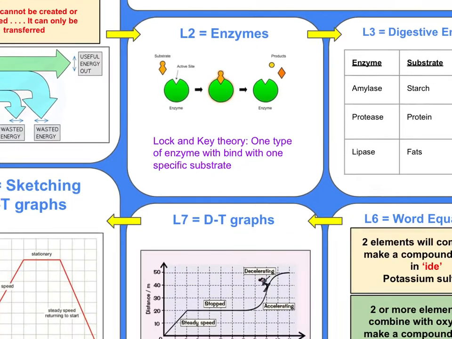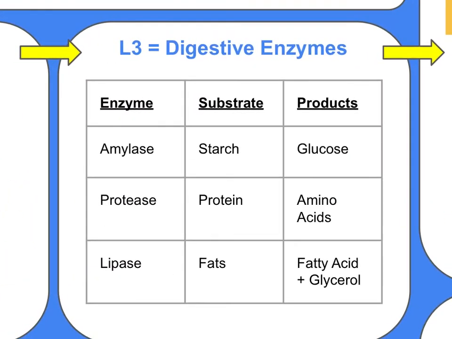So enzymes, biological catalysts. Lesson 3 was on digestive enzymes then. Knowing for each of these food groups, so you've got starch, protein and fats, which enzyme works on it. So amylase for starch, protease for protein, lipase for fats. The product of starch is glucose, the product of protein is amino acids, and the product of fats is fatty acid plus your glycerol.